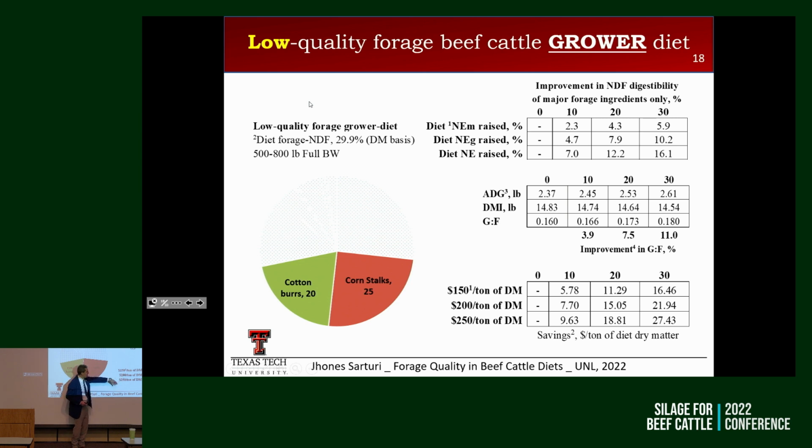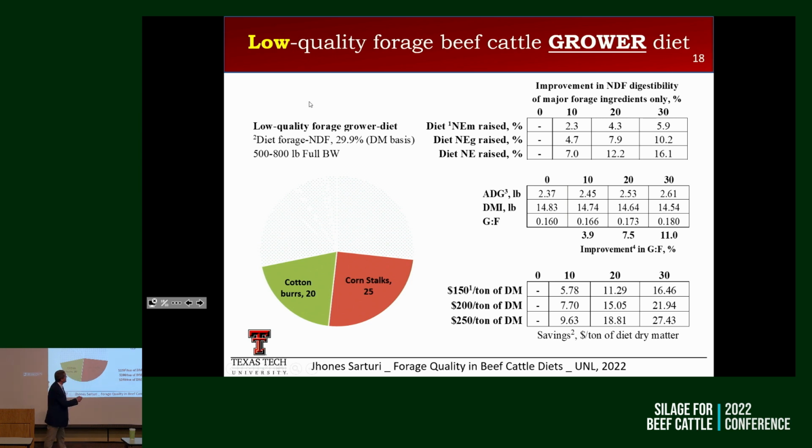This is a grower diet, so I'm plotting here $150 per ton of dry matter. Maybe before the pandemic that was more realistic. We are closer to $250 per ton of dry matter nowadays. And again, this is a grower diet, and maybe around here, if you're really using these low quality ingredients, which are more affordable on a dry matter basis, of course.